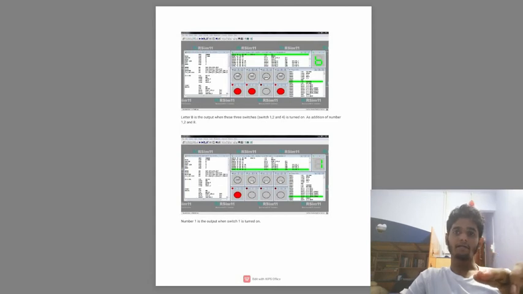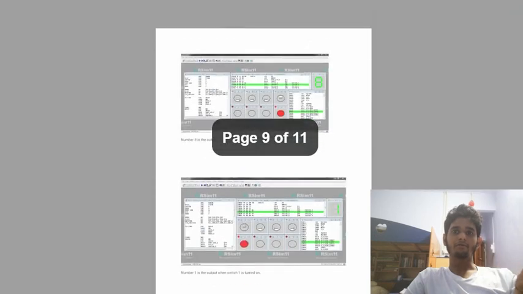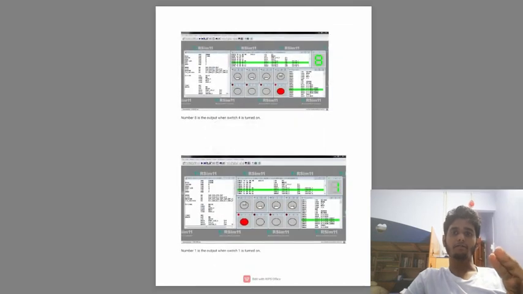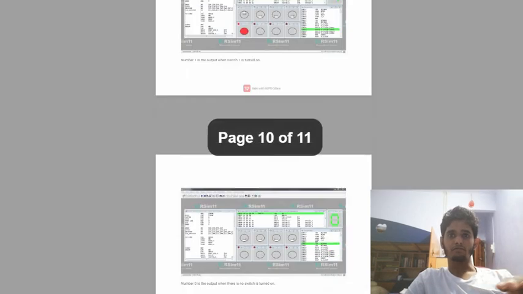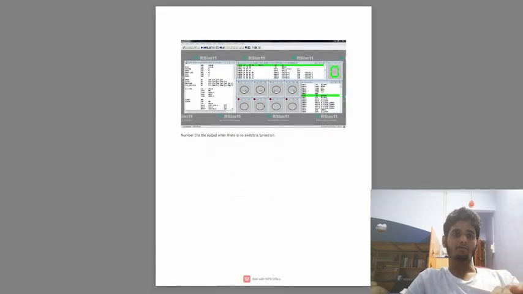The following one displays 1. That's because only switch number 1 is on. Next, it displays number 8, and that is because only switch 4 is on. As shown in the flowchart before, when switch 4 is on, it displays number 8. The final one we have displays 0, because none of the switches are on, therefore it displays 0.